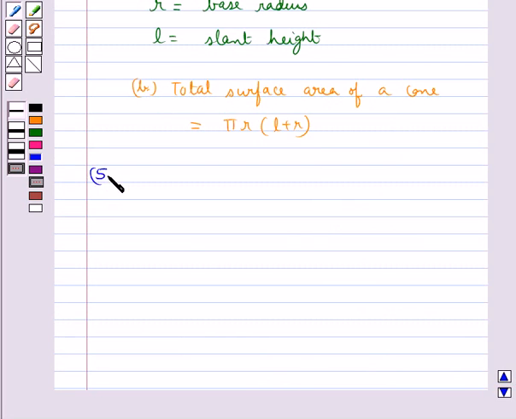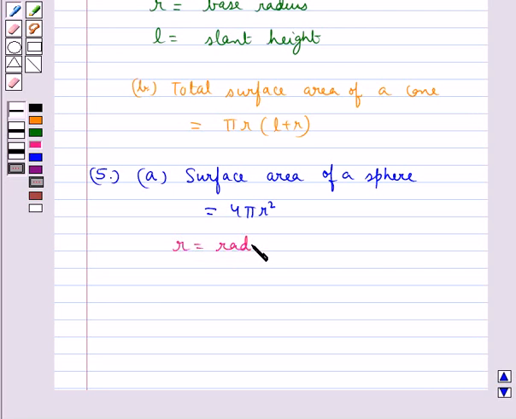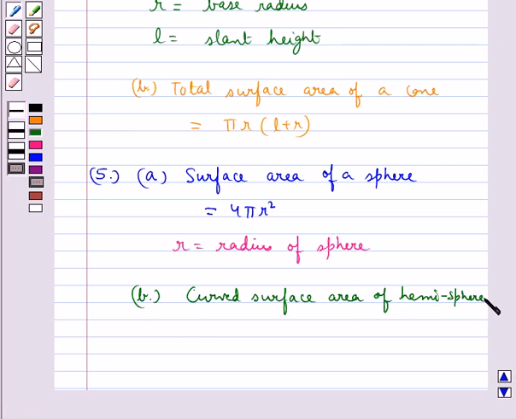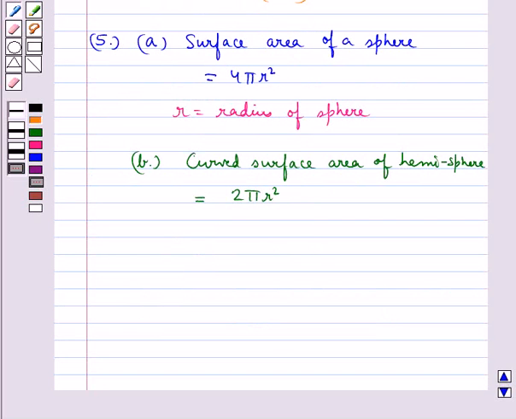Next, we discuss the formula for the sphere and for the hemisphere. So we have the surface area of a sphere, which is equal to 4 pi r square, where r is the radius of the sphere. Half portion of the sphere is called the hemisphere. So, the formula for the curved surface area of a hemisphere is equal to half of the surface area of the sphere, that is 2 pi r square, where r is the radius of the sphere of which the hemisphere is a part.